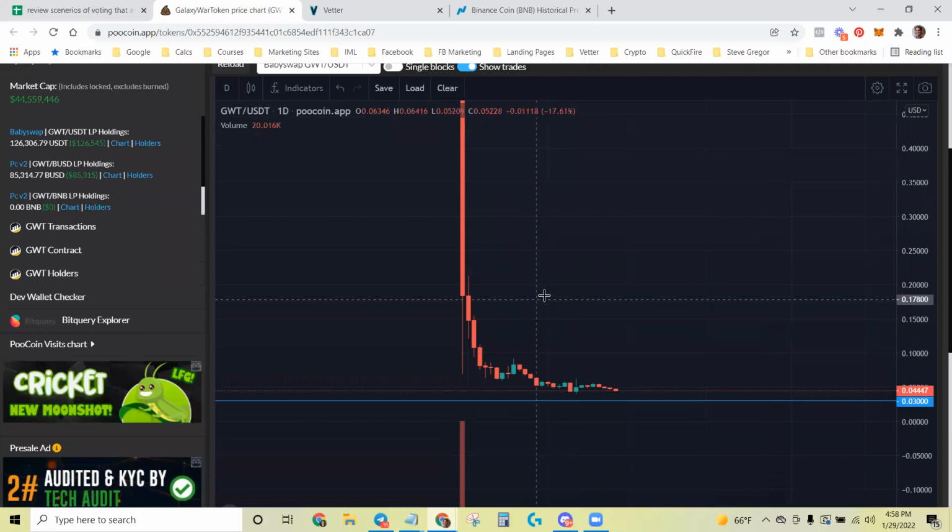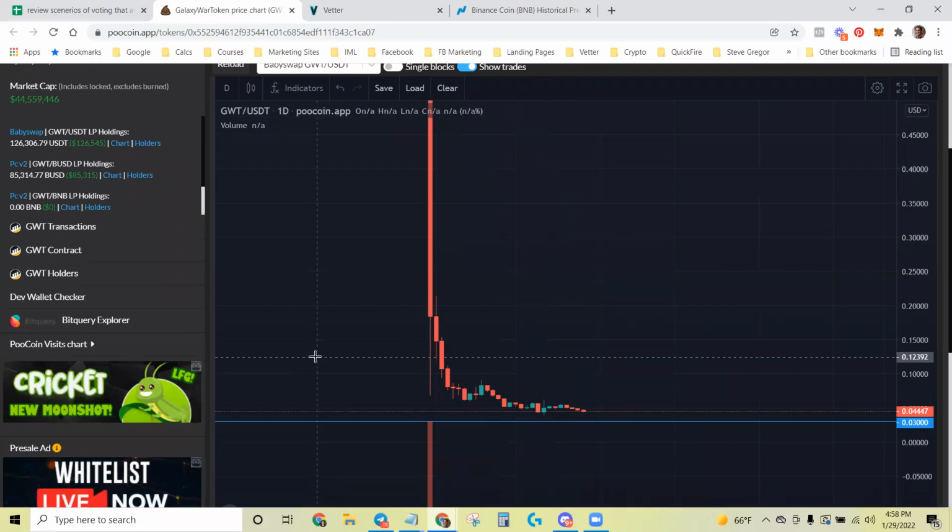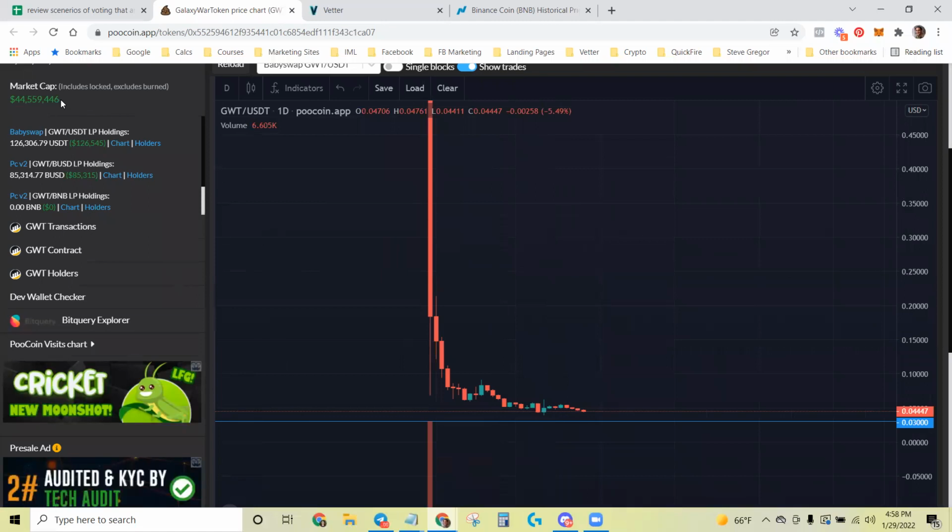I want to clarify what I just said. I said a launchpad is not going to stay in business if their projects don't go up. But you have to understand, even though this looks like it tanked, it is still up. It's up from the pre-sale price, and that's why they'll stay in business. This is a success. You could become a millionaire if you were able to get into all of these at a high allocation. This is sitting at a 44 million market cap. This is an amazing project.